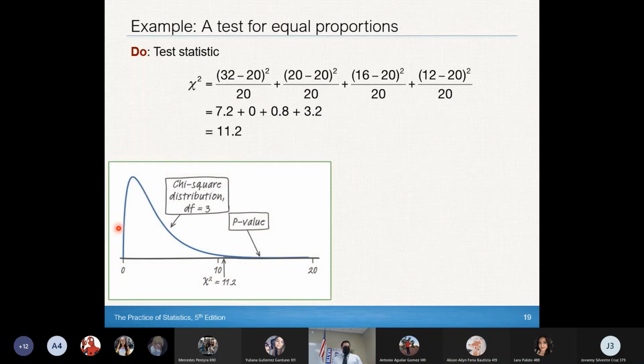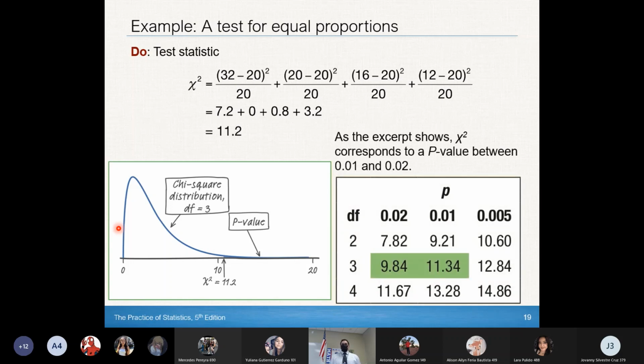So this is what the graph would look like. We have our right-skewed chi-square distribution with degrees of freedom equaling 3, because we had 4 categories in our data. And we get our chi-squared of 11.2 sitting right there on the curve. We have this little tiny sliver of p-value to the right of that.